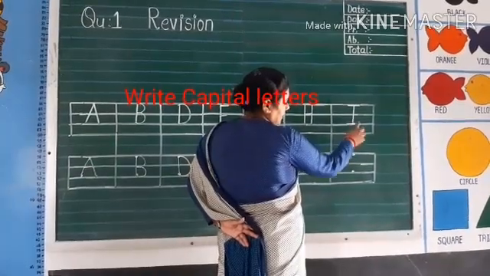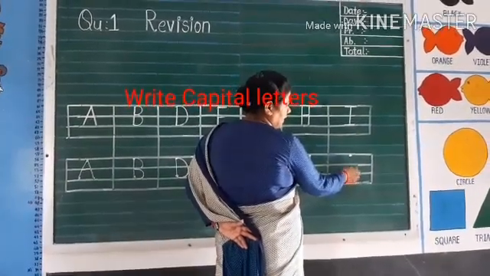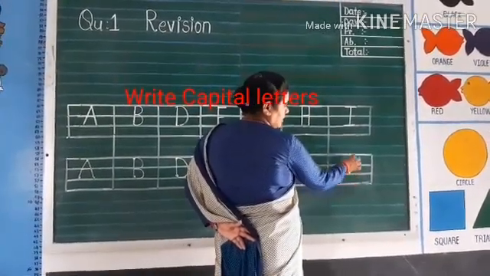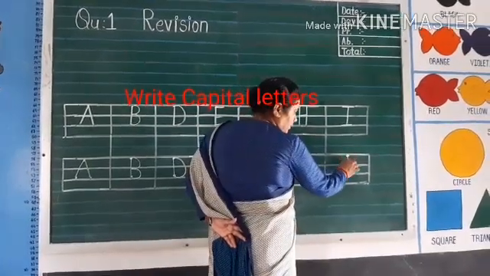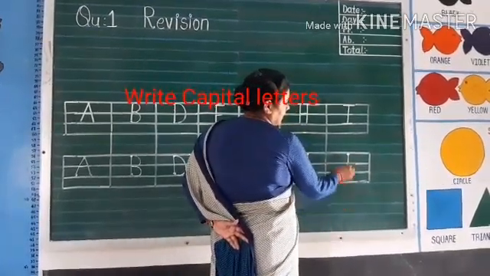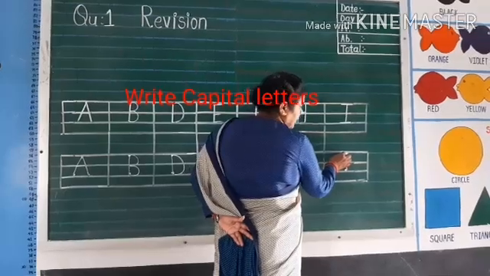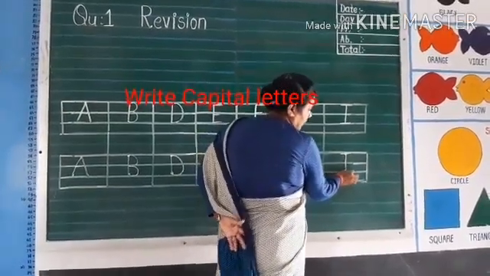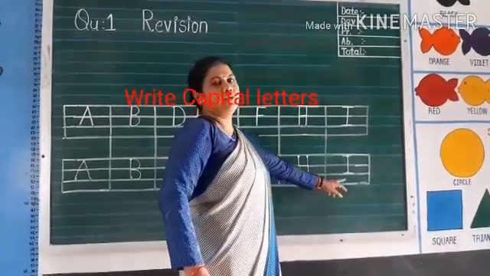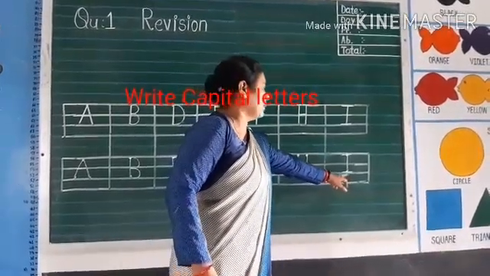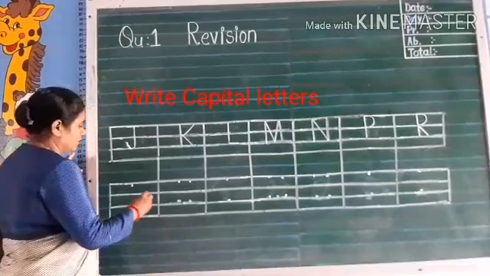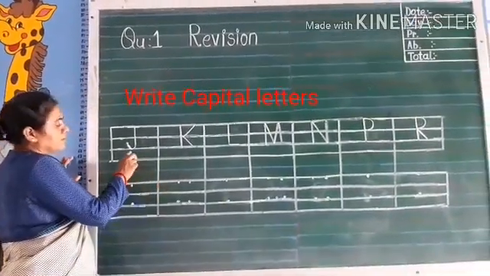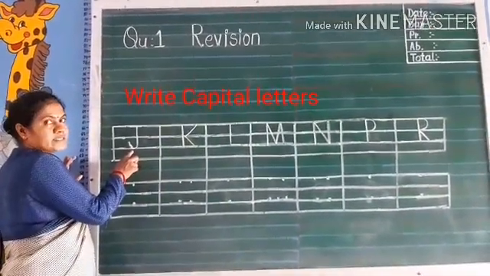Again, which letter is this? Capital letter I. How to write capital letter I? Here 2 dots are given. First, up to down, make a standing line. Upside sleeping line and downside sleeping line. This way you have to write capital letter I.